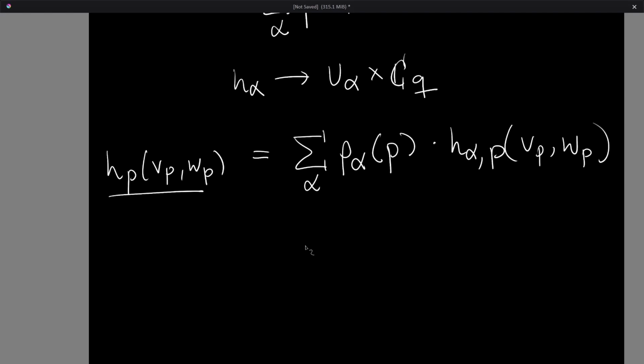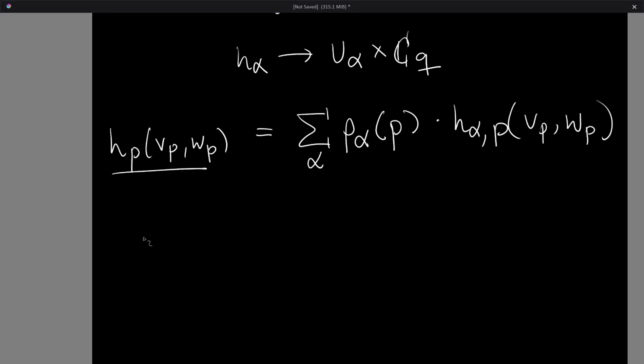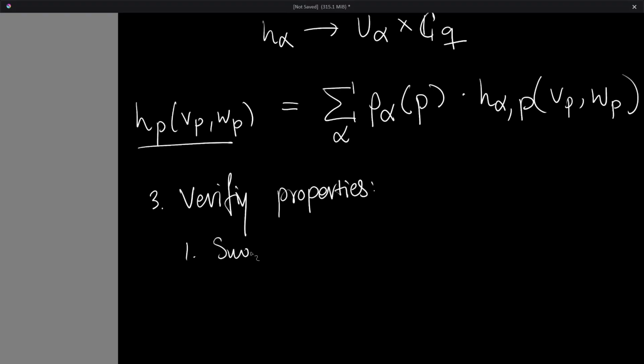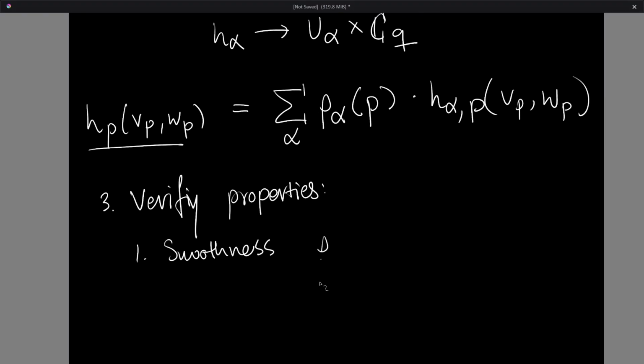We define it to be smooth, and so number 3 is just verify the properties. So number 1, smoothness. Smoothness is pretty simple. We assume that the partition of unity is smoothly assigned. So this is a smooth map.